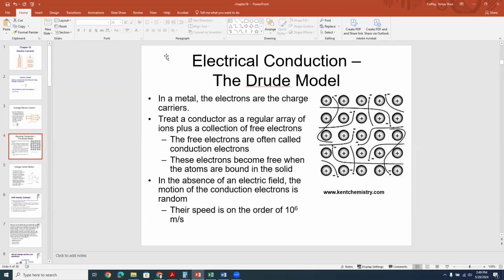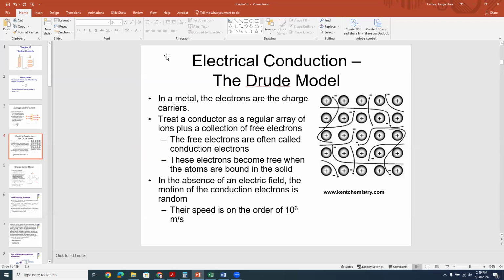So we treat conductors in what's called the Drude model of conduction as a regular array of ions in 3D, and then electrons kind of roaming freely between those ions. This means that the conductor is net neutral in charge because, for example, if each atom gives 1 electron to the sea of free electrons, then the ion that's left behind would have a charge of plus e. So plus e for the ion and minus e for the electron means neutrally charged over the whole metal.